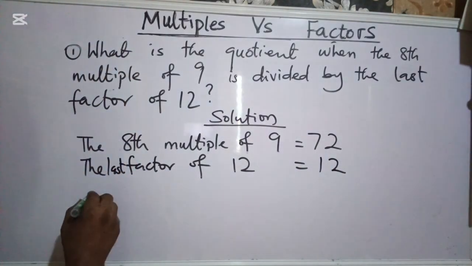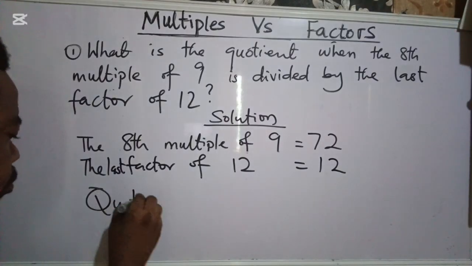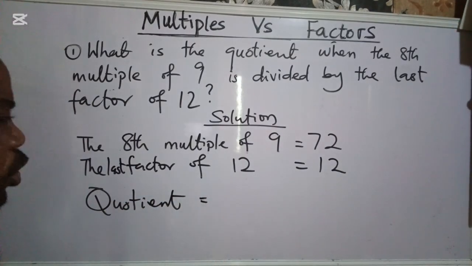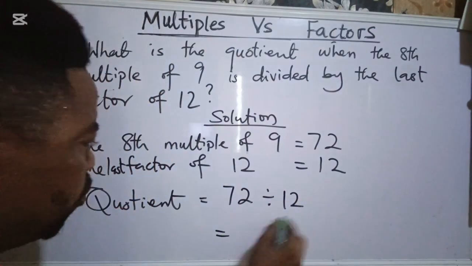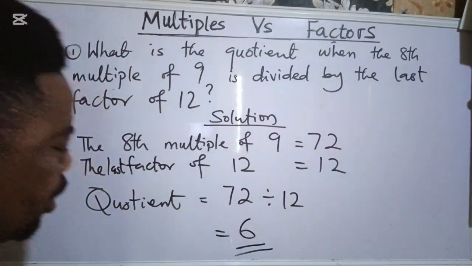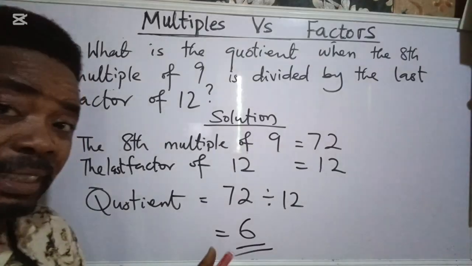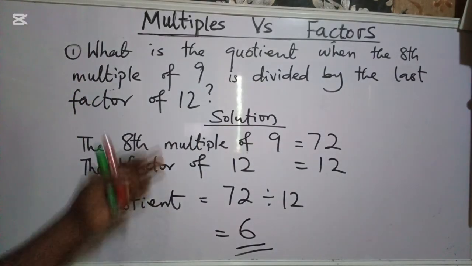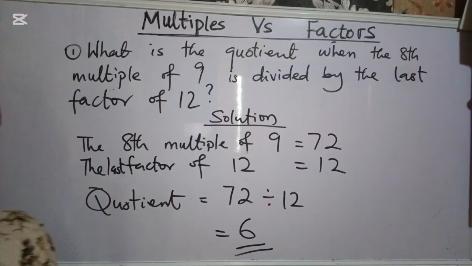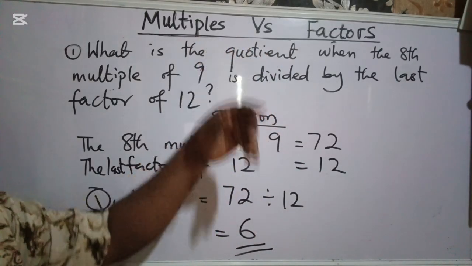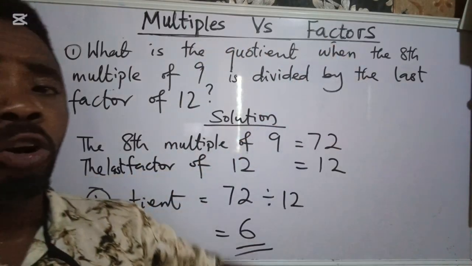So therefore, the quotient is equal to 72 divided by 12. If you look at it very well, that will give you 6. All right, that is the answer there. I believe if you keep watching this video and you keep practicing it, I bet you'll become a master in multiples of a number and factors of a number.